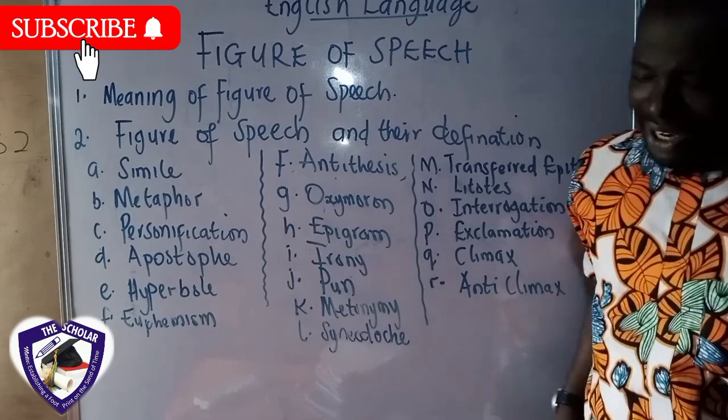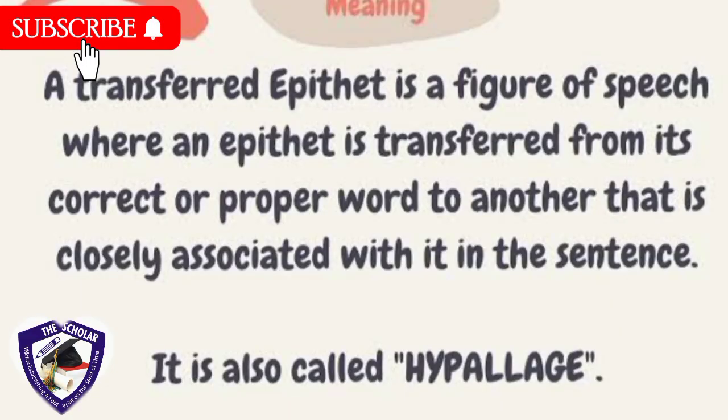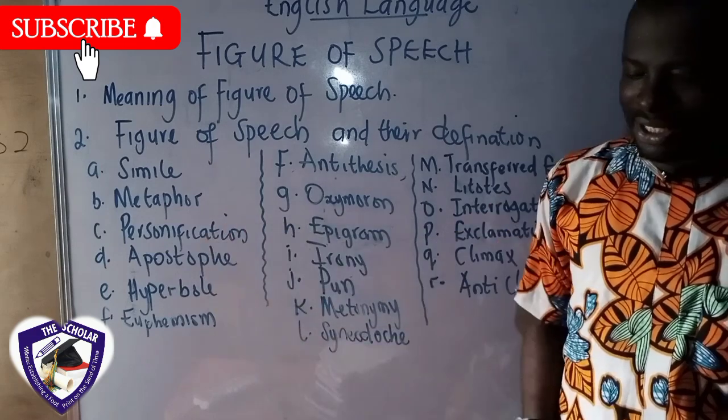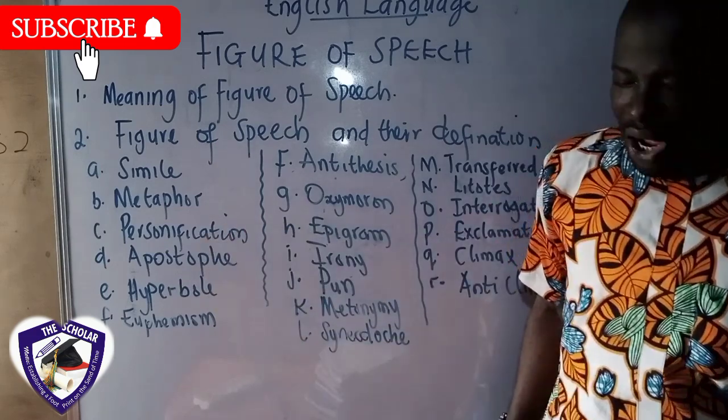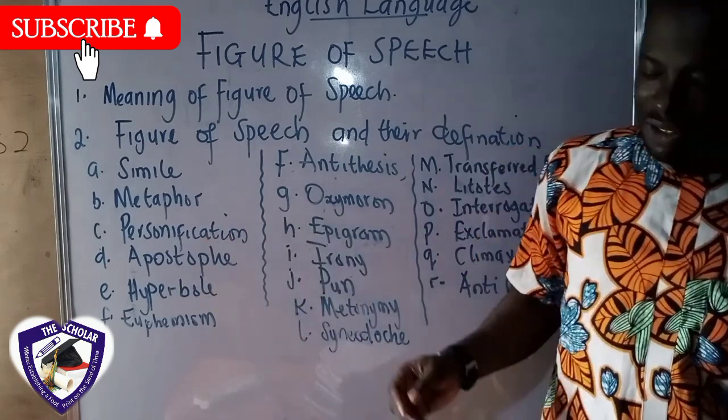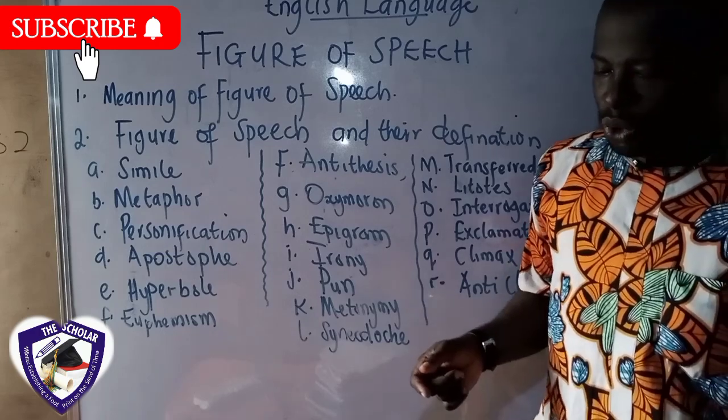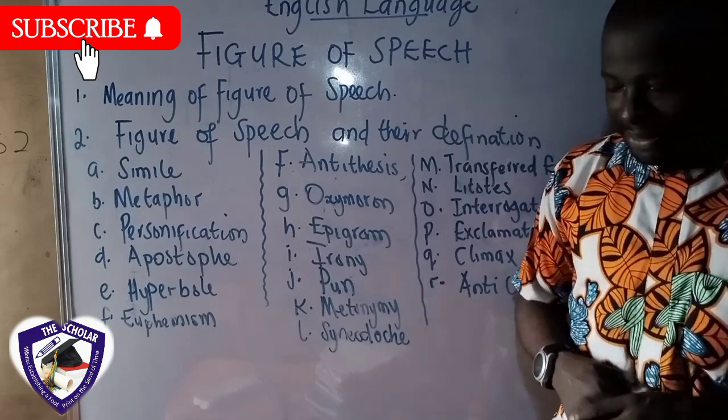So what do we refer to as transferred epithet? It's a figure of speech which is used to transfer the quality of a particular thing. For instance, if I say, he passed a sleepless night. Figuratively, it is used to transfer the quality to that very thing, the night. Or we can also say, I saw her with a sad look. So we're transferring a quality to a particular thing.